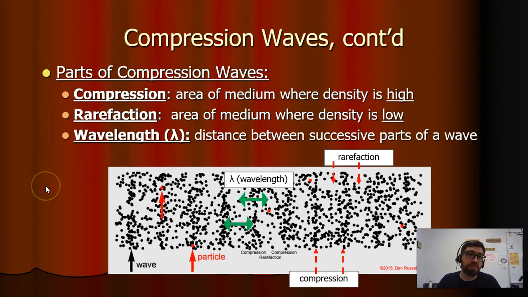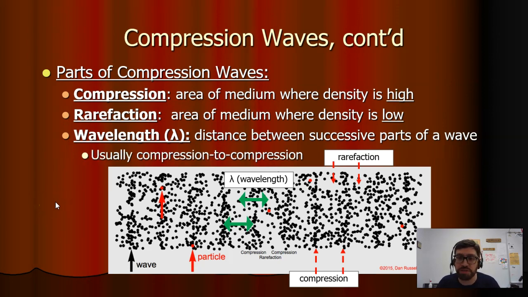Last thing we need to know is the wavelength. We can also measure the wavelength in a compression wave as well, and it's, again, distance between successive parts of the wave. In this case, we usually measure the wavelength from compression to compression, from one compression to the next. You can also measure it from the middle of one rarefaction to the middle of the next one, but it's a little bit more difficult to do that. If you did, you'd get the same length like we did before with a transverse wave. So those are the types of waves, transverse and compression waves, but again, that's based on particle movement.